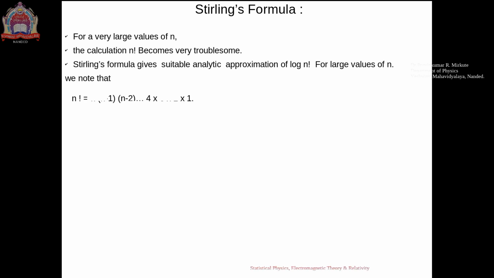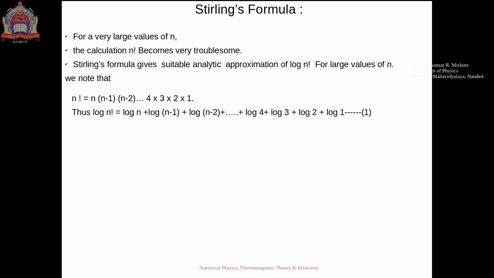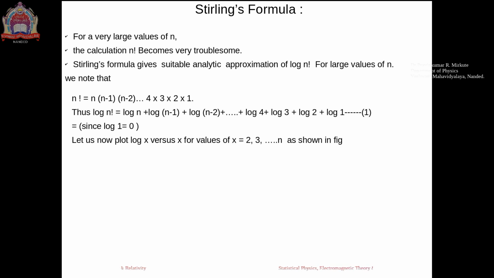Here we note that n factorial is equal to n into n minus 1 into n minus 2 up to 4 into 3 into 2 into 1. Thus, for calculation of log n factorial, we get log n plus log of n minus 1 plus log of n minus 2 plus up to log 4 plus log 3 plus log 2 plus log 1. This is referred to as equation number 1. Since log 1 is equal to 0, let us now plot log x versus x for values of x equal to 2, 3 and so on up to n.